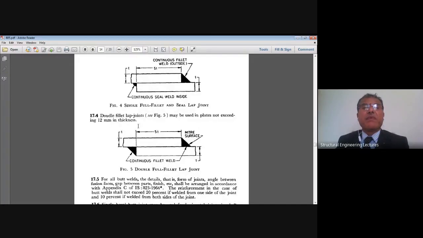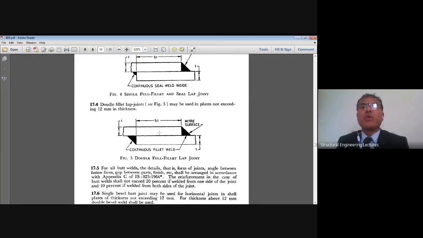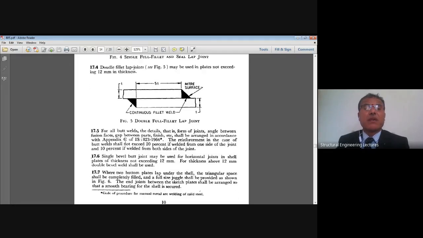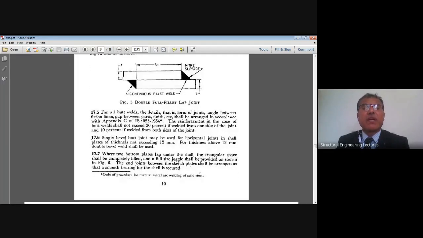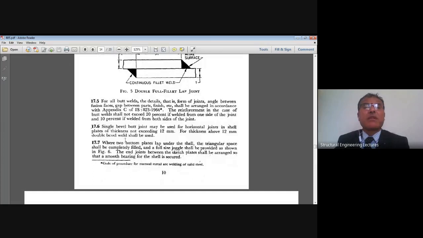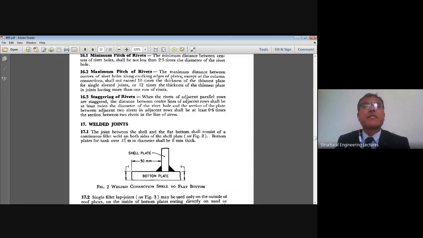Finally, double fillet lap joints may be used for plates not exceeding 12 mm, as shown here. This is how the welded joints are made. Now, coming to the butt welds also, the specifications are available.